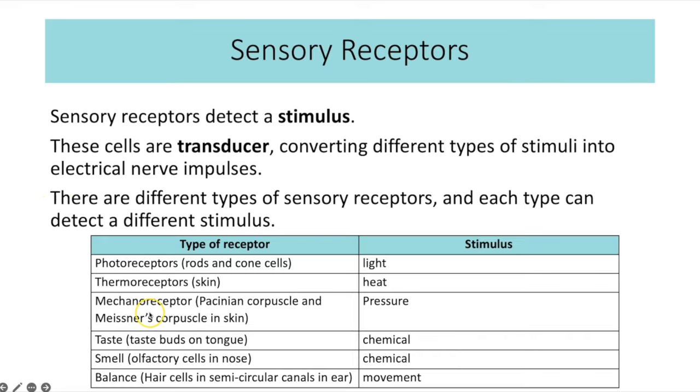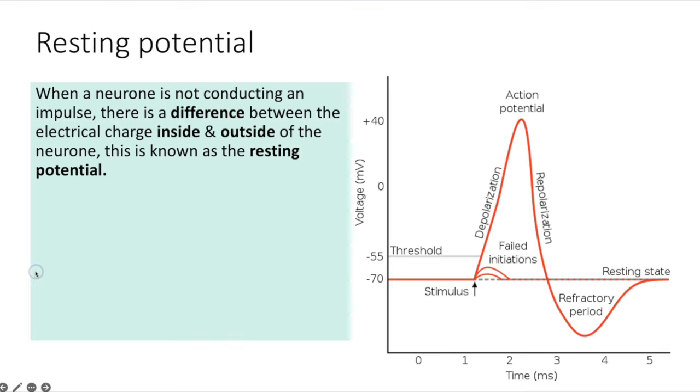And here is your table summarizing the different types of sensory receptors and the stimulus that they detect. So photoreceptors, photo meaning light, they detect light, and that would be your rod and cone cells in the retina of the eye. Thermoreceptors, thermo means temperature, so they can detect changes in temperature or heat energy. Mechanoreceptors, so the Pacinian corpuscle and the sinus corpuscle as well, detect pressure. Taste, smell and balance as well. So taste and smell are chemical, balance is movement.